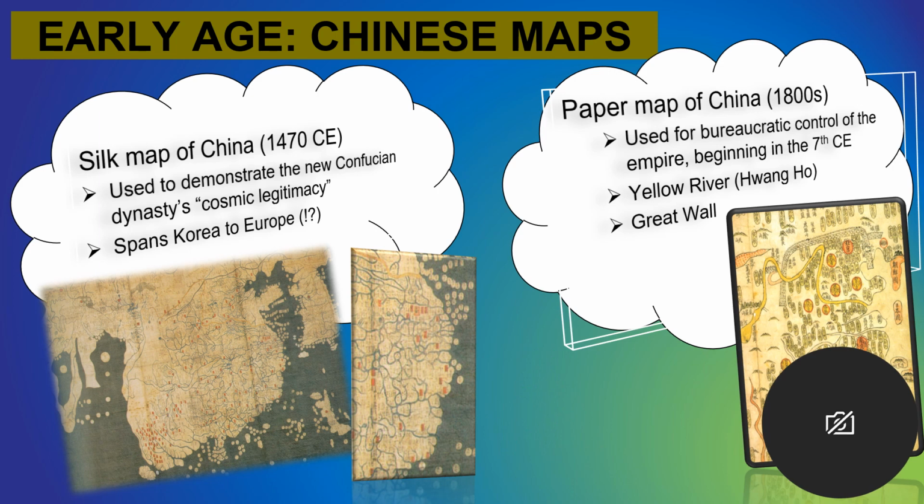Then we have, as China is known for silk, the silk map of China of 1470 CE. They used silk to demonstrate the new Confucian dynasties, that is cosmic legitimacy, and the Korean spans to Europe. Then the paper map of China was used for bureaucratic control of the empire beginning in the 7th century. The Yellow River, that is Honghu River, and the Great Wall of China were shown in the paper map.